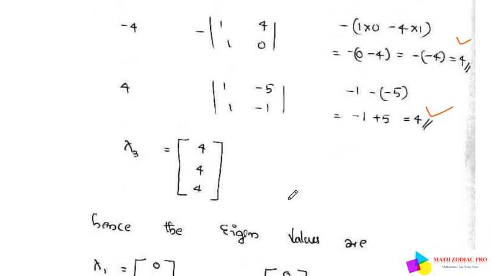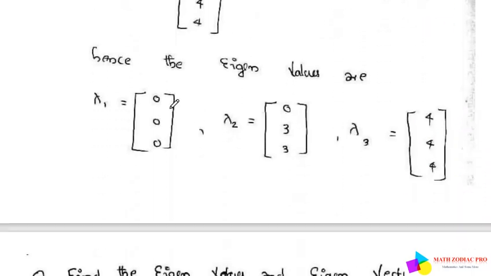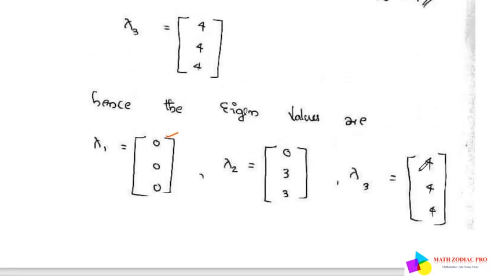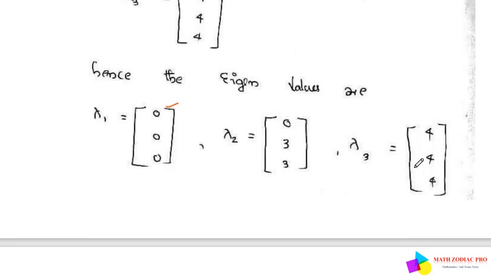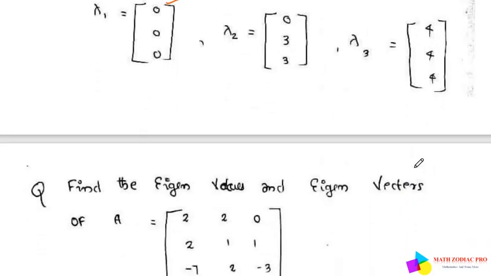So we get the eigenvectors: lambda 1 equal to 0, 0, 0, and lambda 2 equal to 0, 3, 3, and the final one, lambda 3 equal to 4, 4, 4. This is the method to find the eigenvectors.